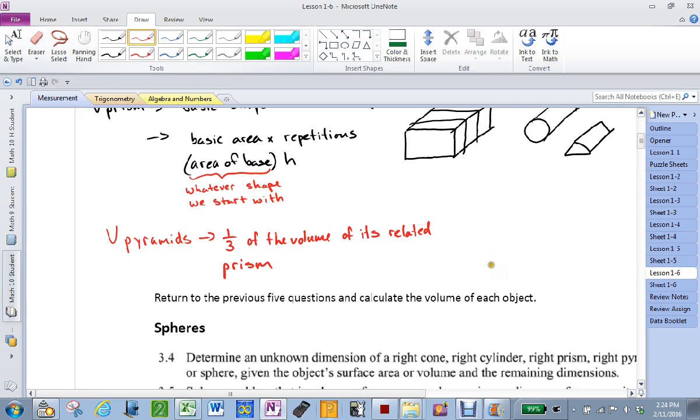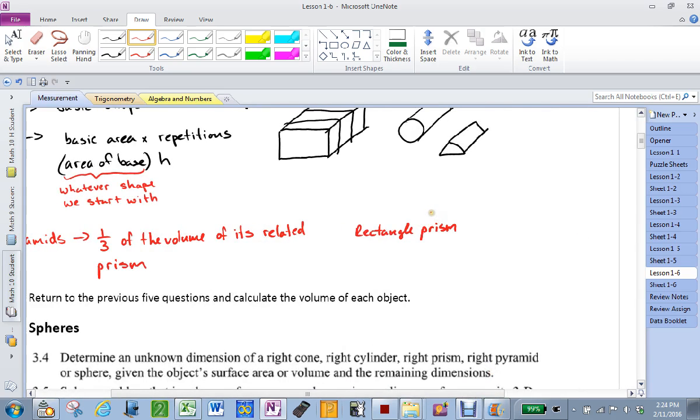So if I start with a rectangle prism, what is its volume going to be? It's the area of the base times how many times we repeat it, right? So a rectangle prism starts with a rectangle, yeah? What's the area of a rectangle? What do we do to find the area of a rectangle? Shaylee? Length times width, correct? And then I multiply it by the height, which is its repetition, right? So L times W times H. That'll get me the rectangle prism.